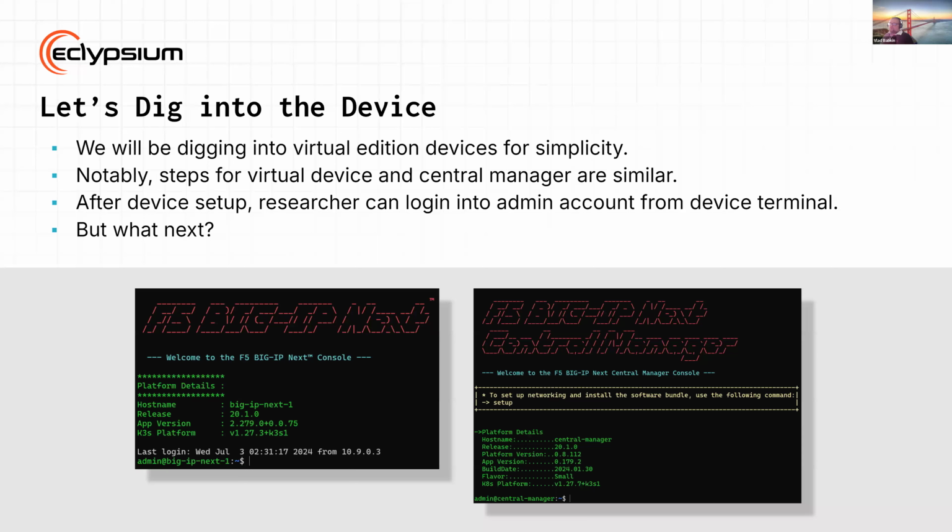Notably, steps for virtual device and central manager are actually pretty similar. You set up a device, and you suddenly can log in as admin account from the device terminal. So this is an example. In this case, I did enable SSH for this account. I do believe normally it's disabled. And the question is, what next? You pretty much have a shell. Also, by the way, as a defender, you can get into the shell, and that's pretty useful. So yeah, you are pretty much staring at it right now.